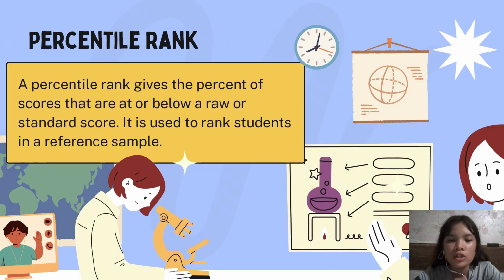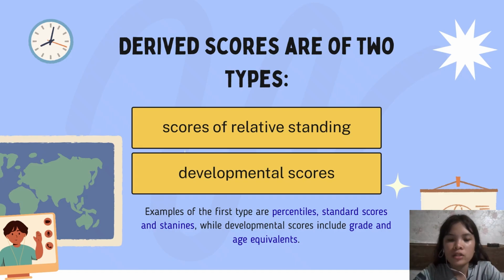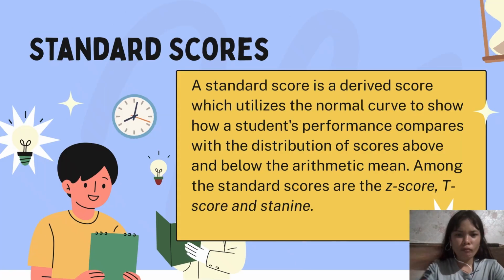So there are two types of derived scores. The first one is the scores of relative standing and the second is developmental scores. Examples of the first type are percentiles, standard scores, and stanines, while developmental scores include grade and age equivalent. As I mentioned earlier, a standard score is a derived score which utilizes the normal curve to show how a student's performance compares with the distribution of scores above and below the arithmetic mean. Among the standard scores are the z-score, t-score, and stanine.